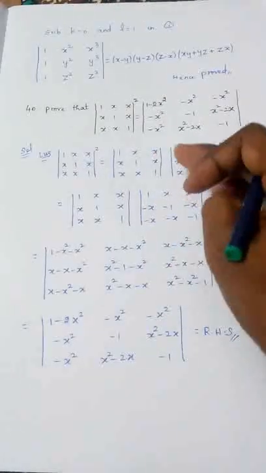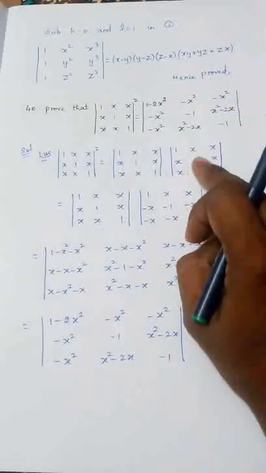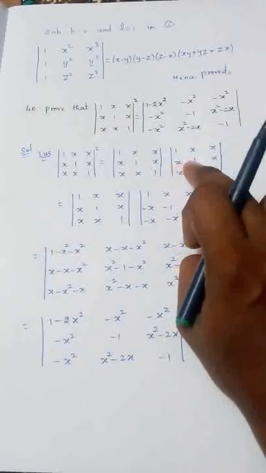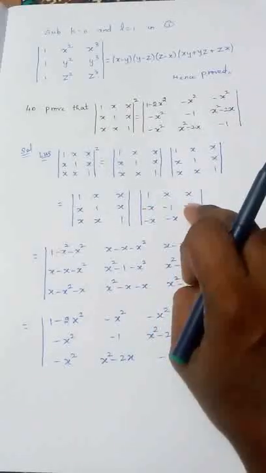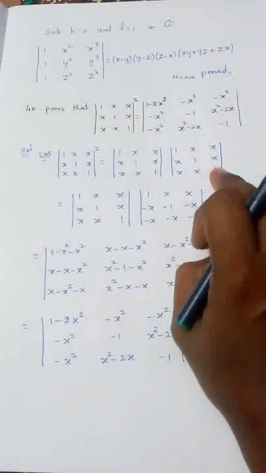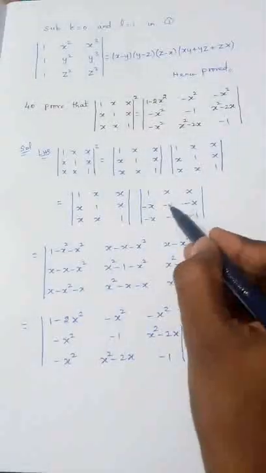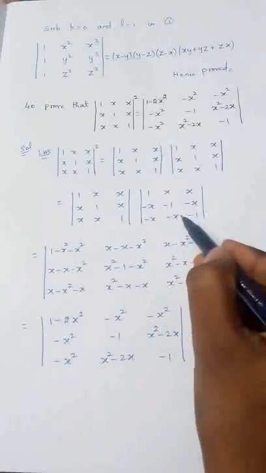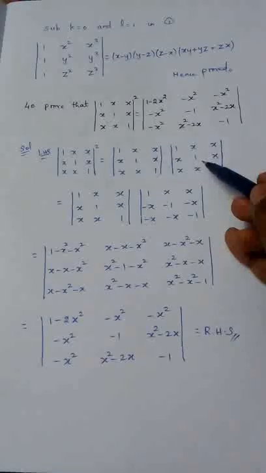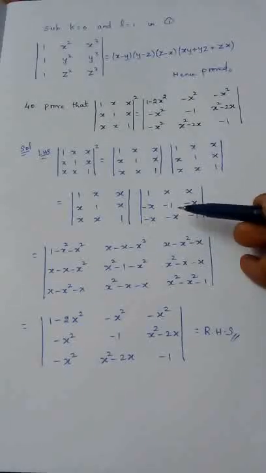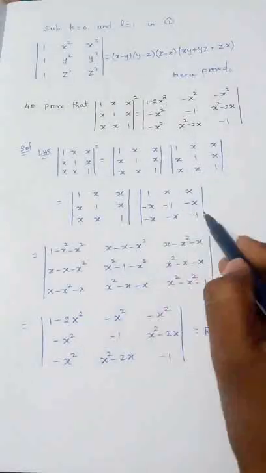Observe carefully. Next step, what I am doing: keeping the first determinant as it is, and in the second determinant, multiplying with a minus sign all the elements of the second row, and also multiplying with a minus sign all the elements of the third row. Because when I take minus common from the second row and minus common from the third row, those two minus signs will become plus. So nothing is wrong in doing like this.